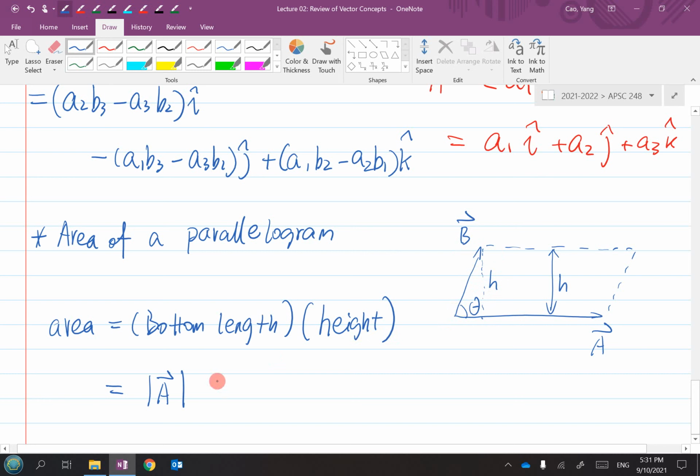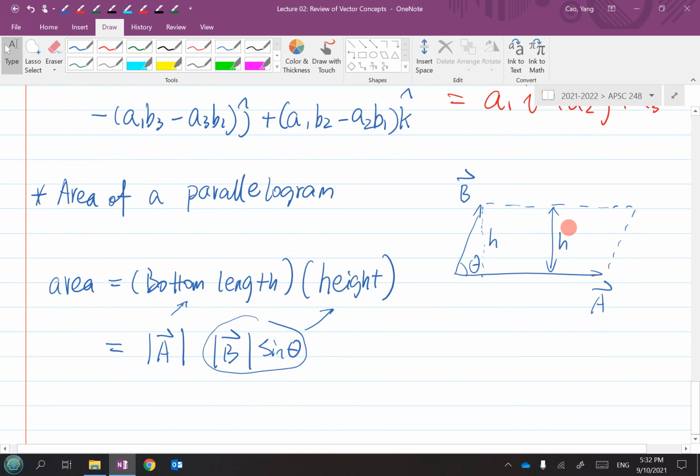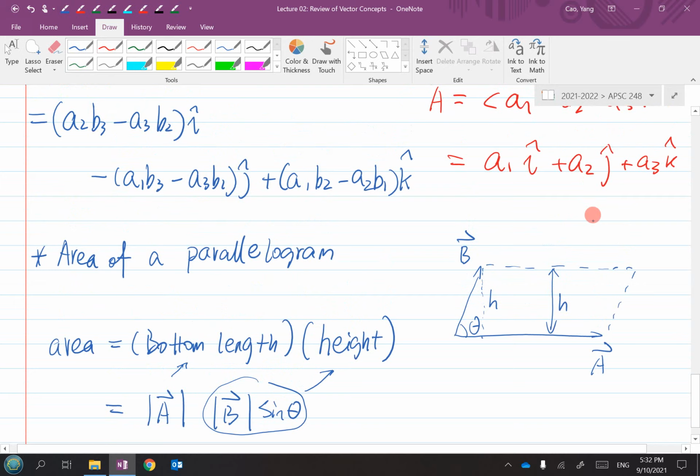Exactly, right? So the length of the side, which is b, that magnitude, times sine theta. So that gives you the bottom length, that gives you the height. Okay, that's it. And then from here, I'm going to go back a little bit. The area is equal to absolute A times absolute B and then times sine theta. And what is that?